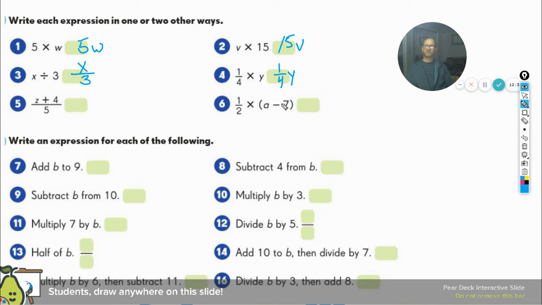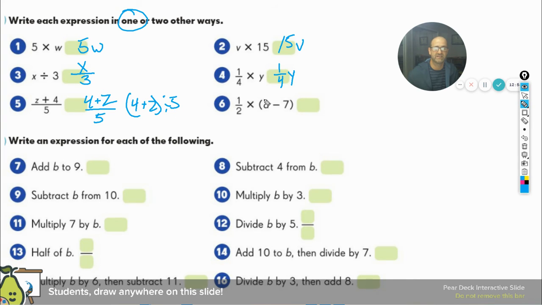Oh, and 1 or 2 other ways? Oh, okay. Well, hey, these are one way. This is how I would be writing all of these. Okay. Z plus 4 over 5. 4 plus Z divided by 5.